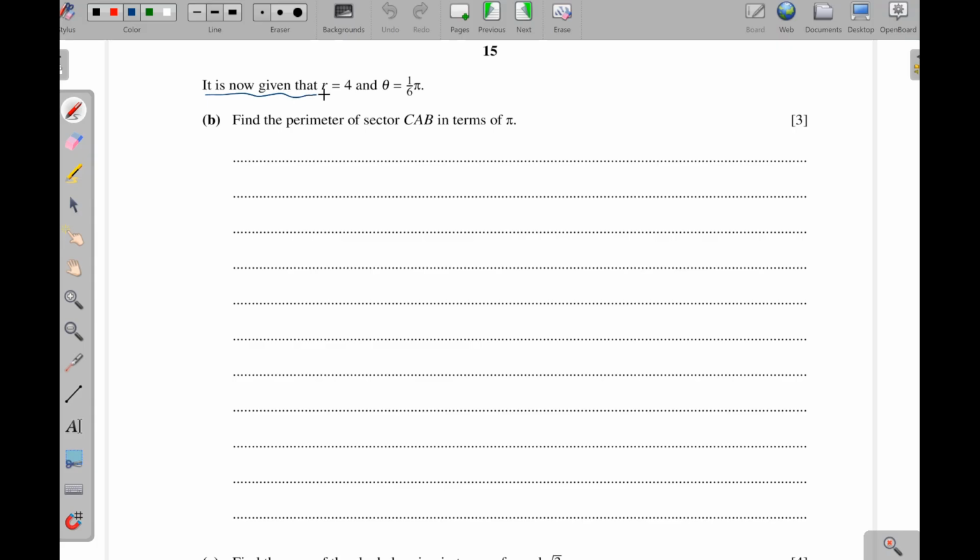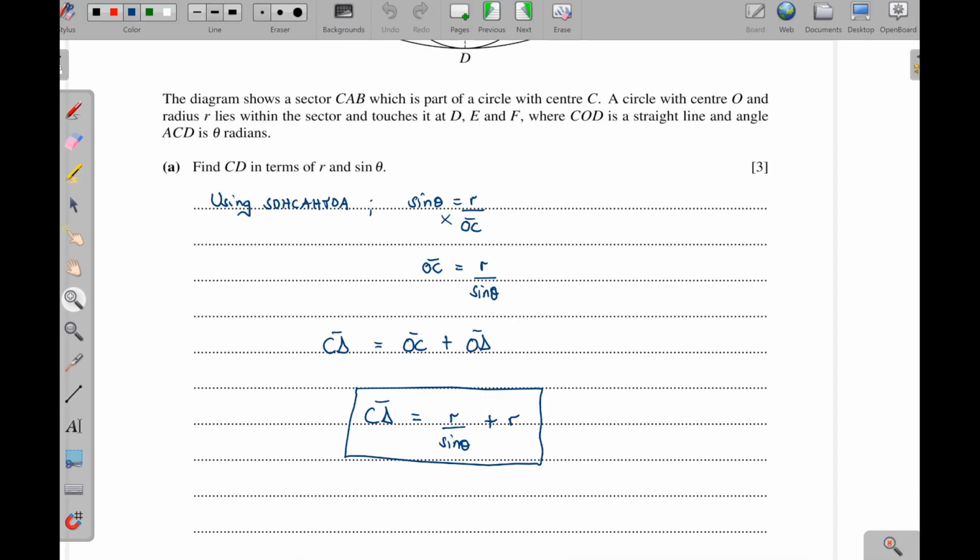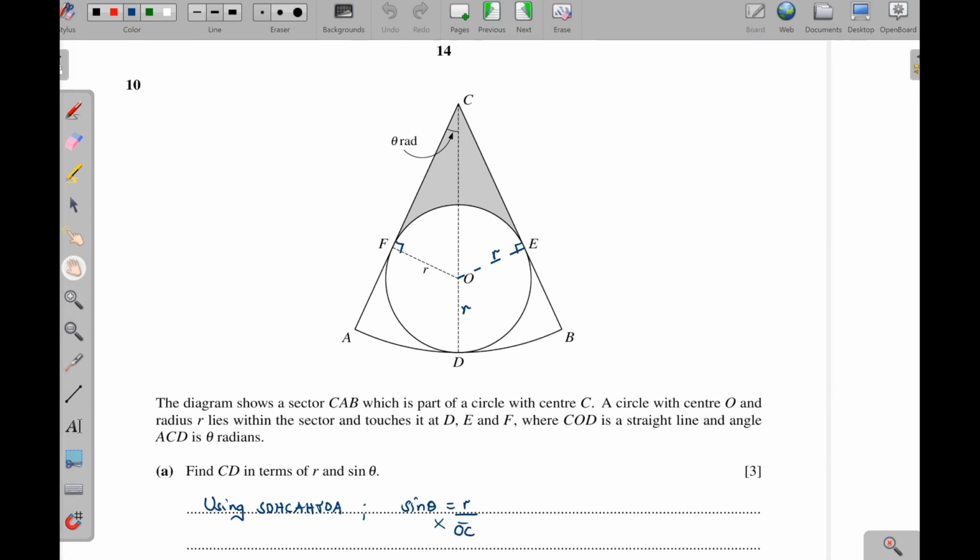It is now given that r is equal to 4 and theta is equal to pi over 6. Part B, find the perimeter of the sector CAB in terms of pi. Now, we need to get perimeter of the sector CAB. Let's go back and check. Perimeter of the sector CAB. The perimeter of the whole of that sector.